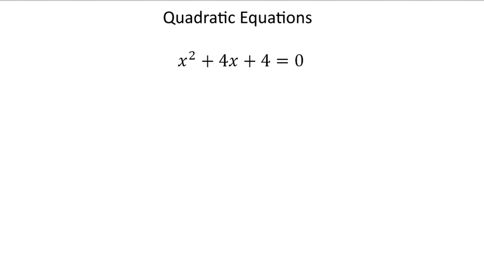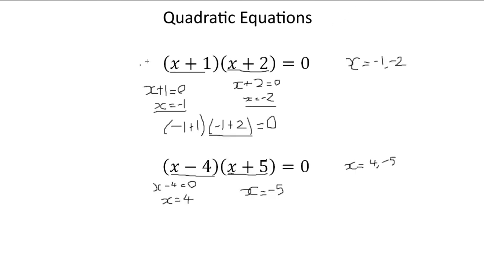So now let's take a look at this kind of equation. This is the more common quadratic equation, the one you find the most. So x squared plus 4x plus 4 equals 0. Now, what we want to do here is find the two values of x, and we need to do it by getting it into this form.